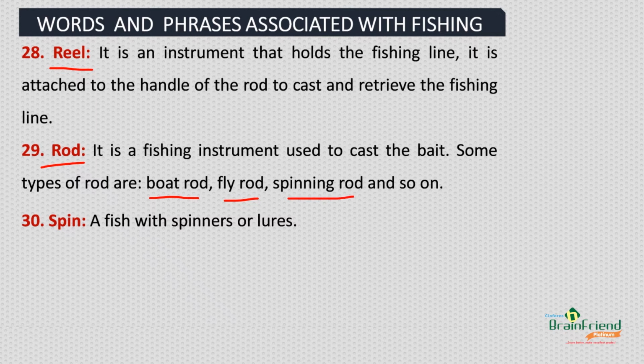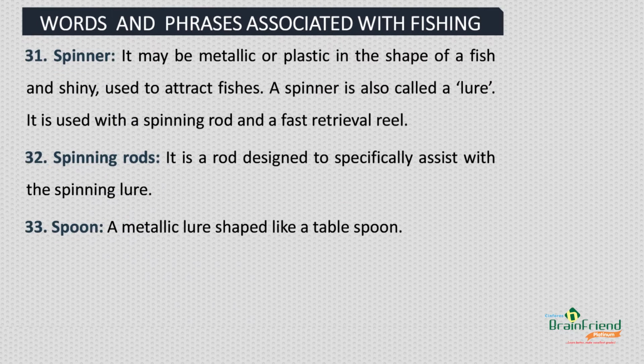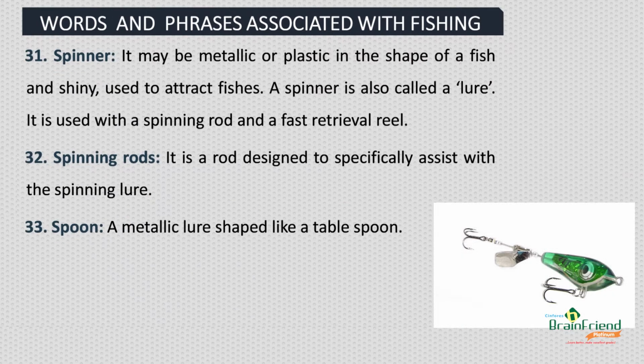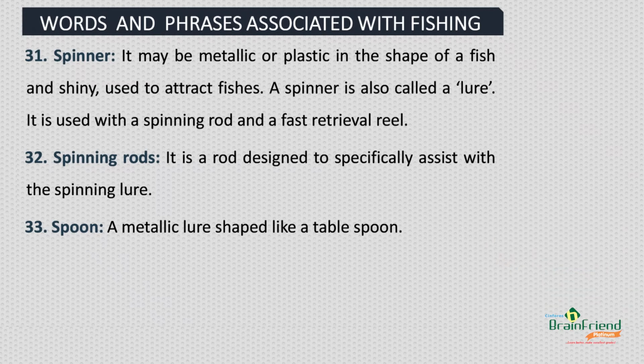Next, we have the word spin. A spin is a fish with spinners or lures. Now, what is a spinner? A spinner may be metallic or plastic in the shape of a fish and that is shiny, used to attract fishes. A spinner is also called a lure. It is used with a spinning rod and a fast retrieval reel.